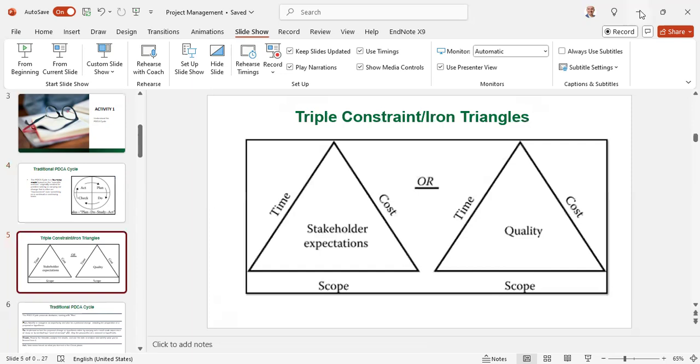To proceed for a better understanding, we also need to understand very well what the triple constraint, or the iron triangle, in project management is. It's a combination of time, cost, and scope. The scope of any project is considering the stakeholders' expectation at the heart, or the core value, of any project management. The time is very necessary to respect.